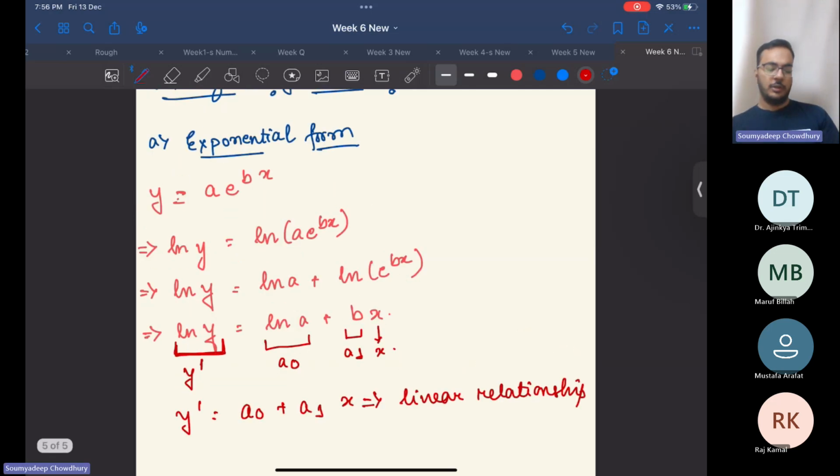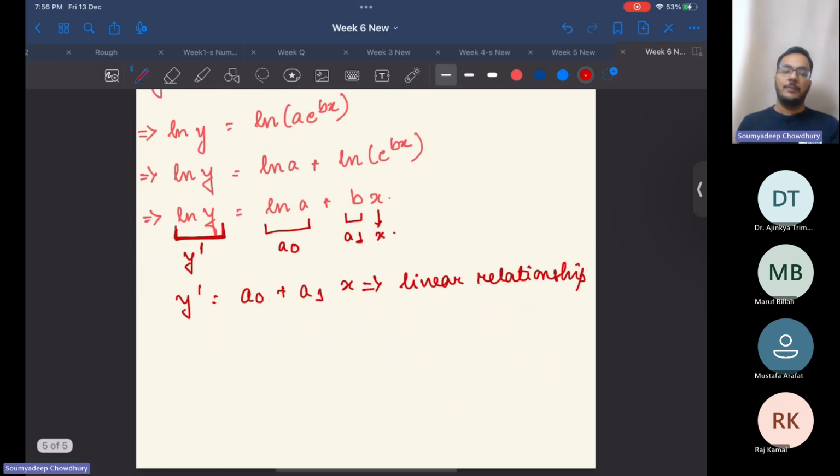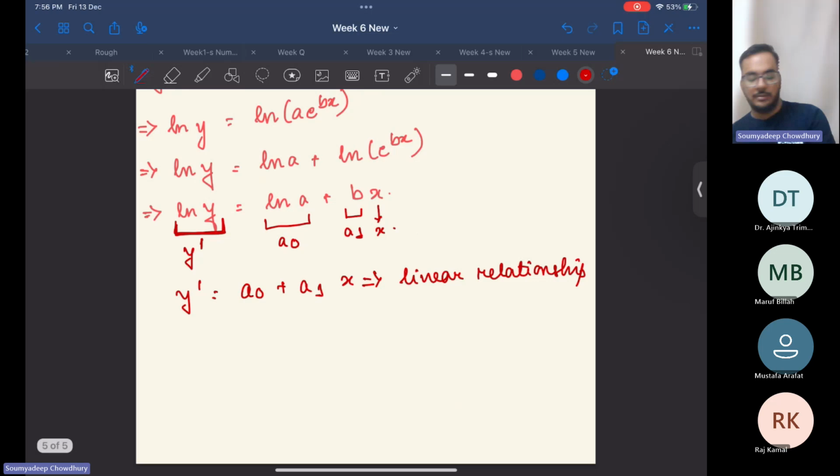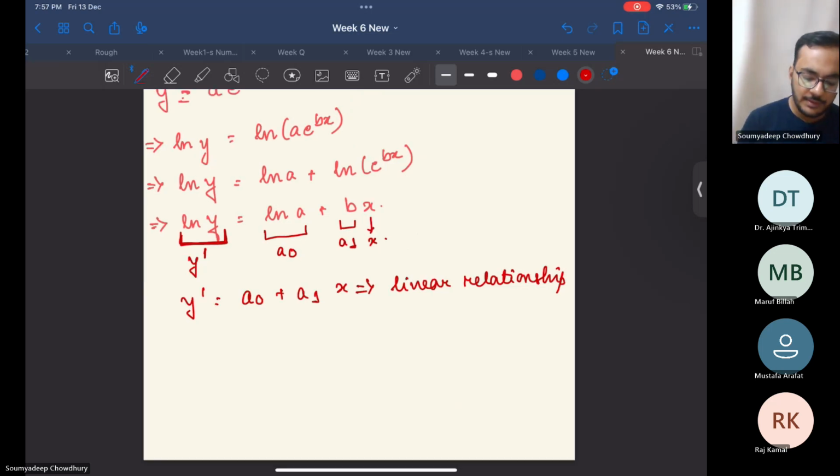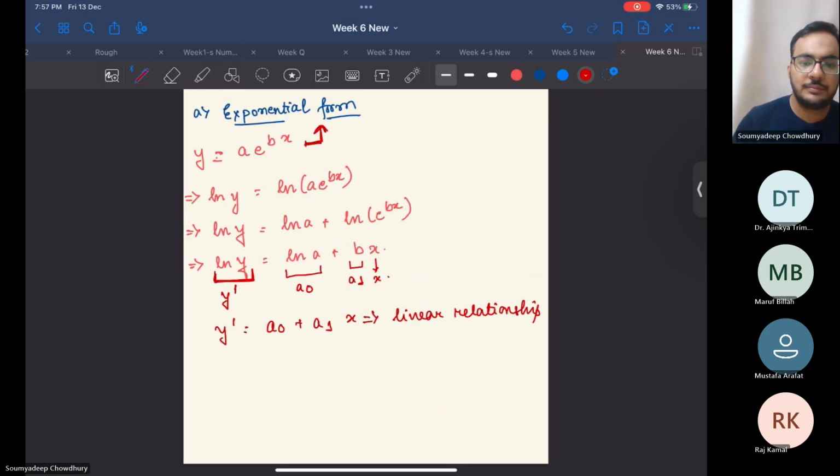So this is how you convert a non-linear relationship between x and y to a linear relationship between a different variable, by manipulating the equation. Is it clear? Yes, sir. Okay.